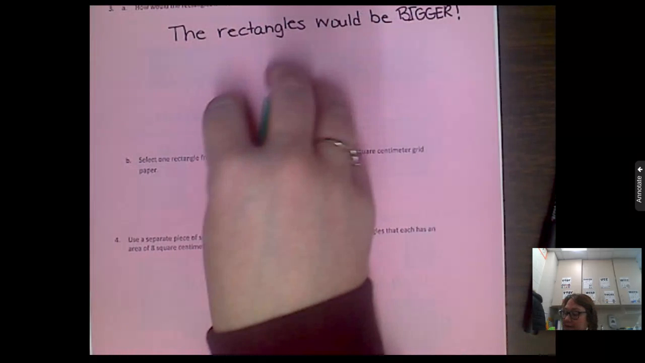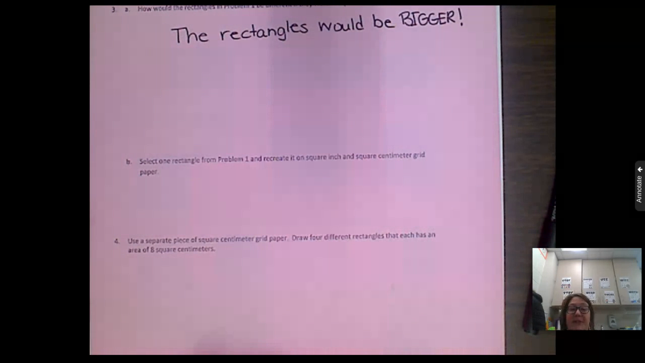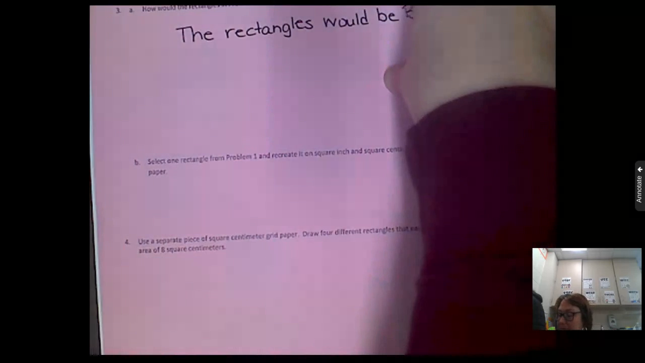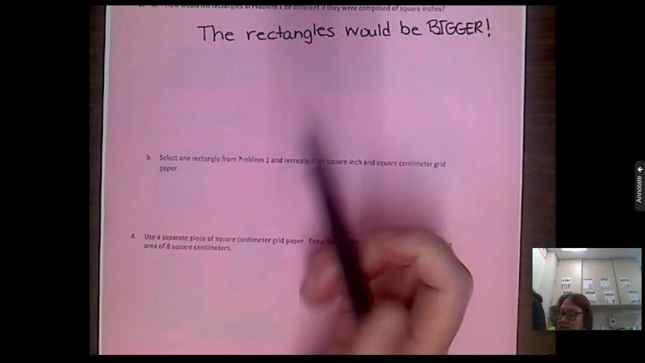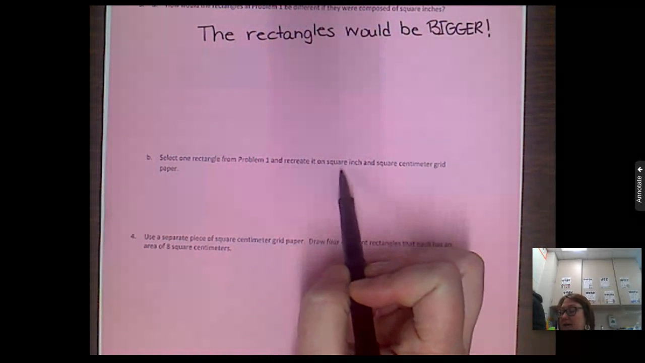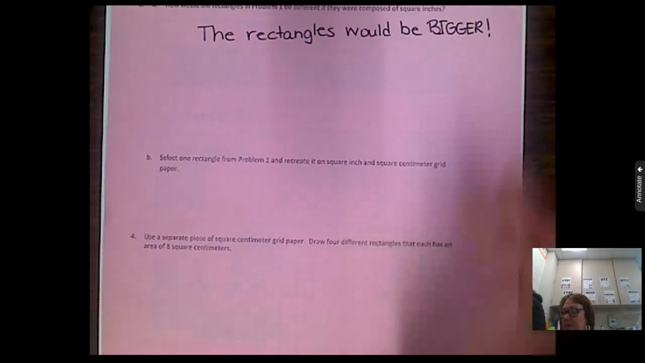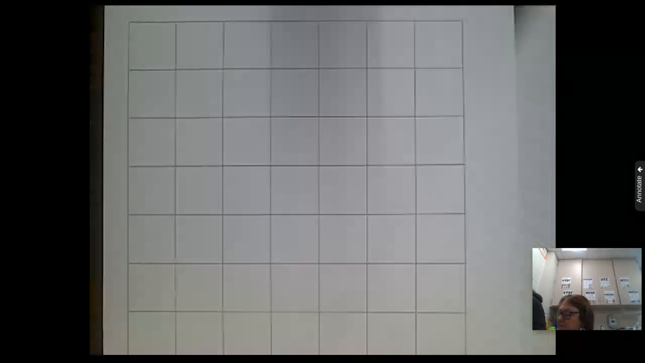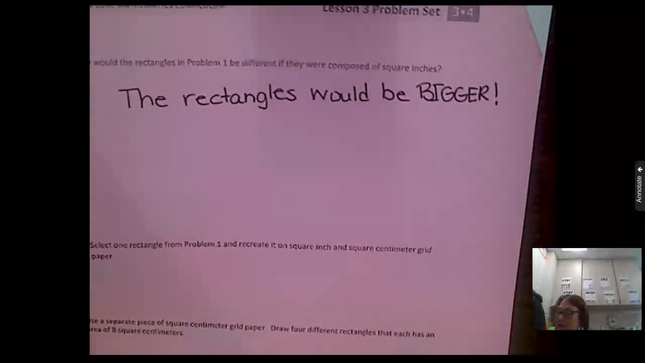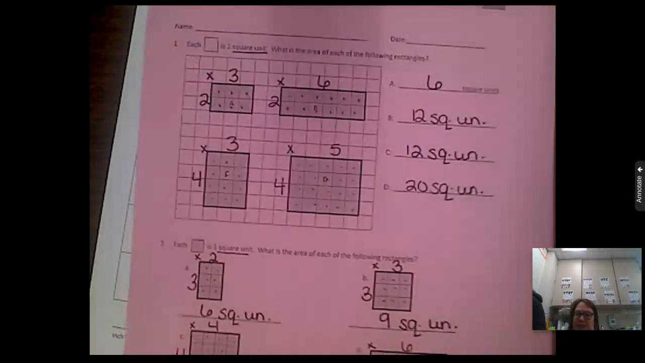Okay. All right. Here's where you need your grid paper. So remember I told you to have your grid paper handy. So B says to select one rectangle from problem 1 and recreate it on square inch and square centimeter grid paper. So you need to have your square centimeter paper and your square inch paper. The square inch paper is obviously bigger. I'm going to do my square inch first. And it says to select one problem from problem 1 and recreate it on square inch and square centimeter paper. So if I pick one problem, I don't need the other pages attached to there.